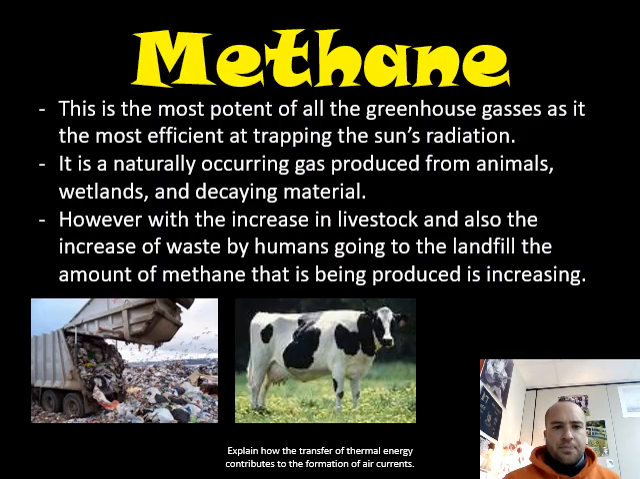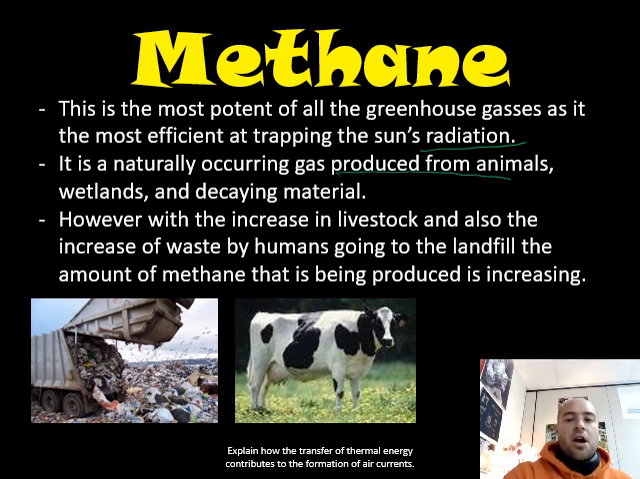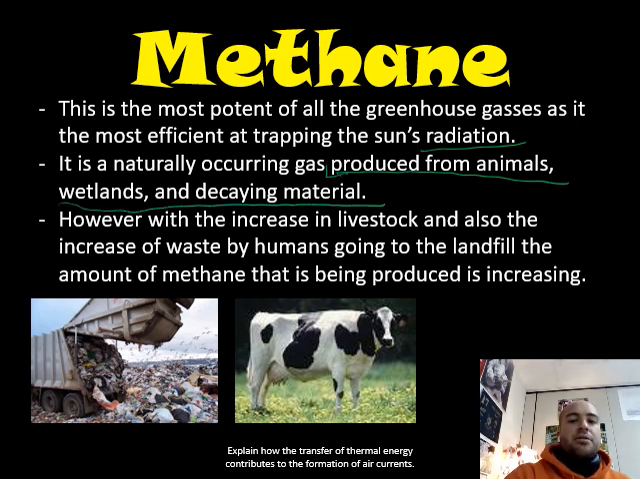Methane. I like methane because it comes from cows, and I'll teach you in class that it comes from cow burps and cow farts, but that's another story for the future. It is the most potent of greenhouse gases. That is the most efficient at trapping in the sun's heat. It is naturally occurring and produced from animals, wetlands, and decaying material. This little portion is what I would like you to write down on your notes.